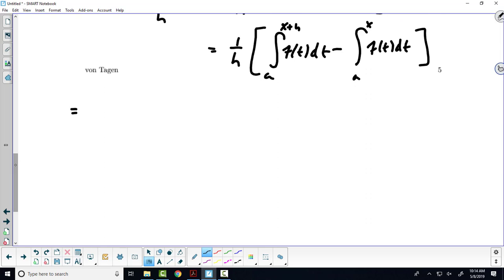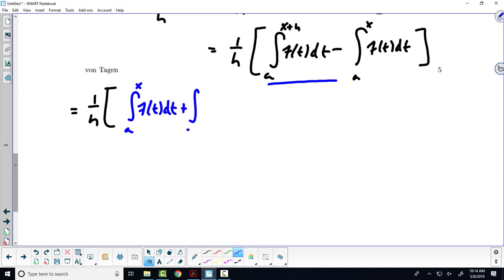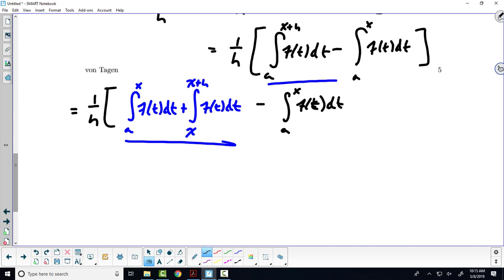So this is equal to 1 over h times, and now I'm going to do something a little sneaky. You've seen me do this a couple times. I'm going to rewrite this as the integral from a to x of f of t dt plus the integral from x to x plus h of f of t dt. That all is this underlying portion right there, and then I still subtract off the integral from a to x of f of t dt.